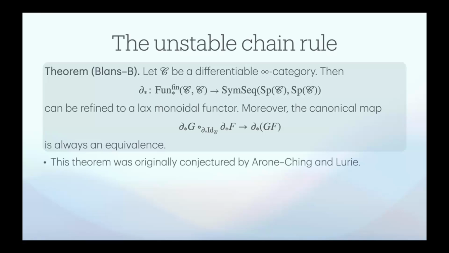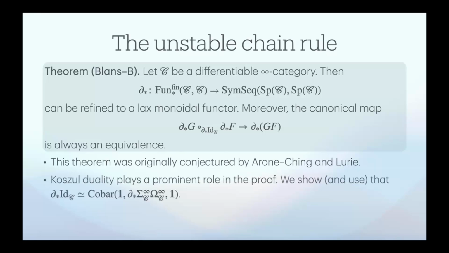So this generalizes the result of Arone-Ching, and this was originally conjectured by Arone-Ching when they proved their results, that there's such a general statement involved. And later, Lurie made this conjecture more precise in the language of infinity categories and made quite some progress on it, but in the end, he had to state it as a conjecture in algebra.